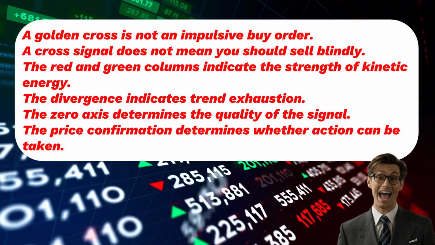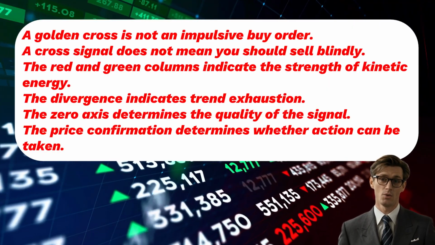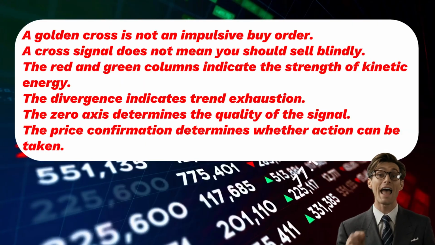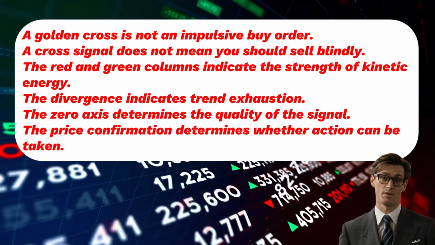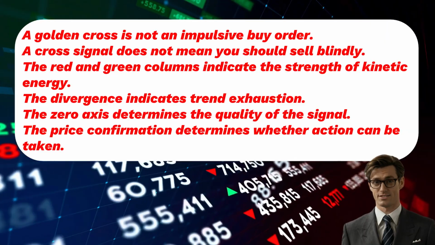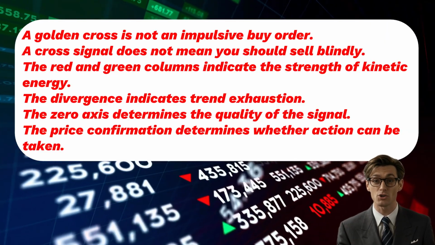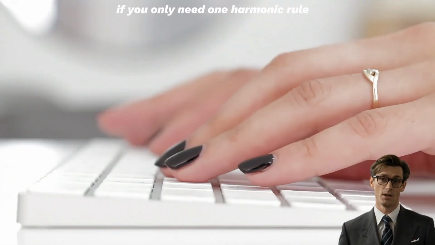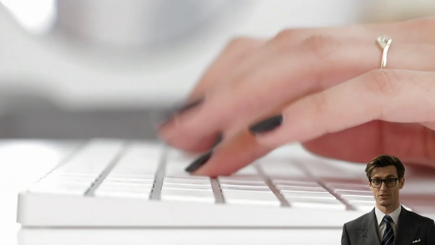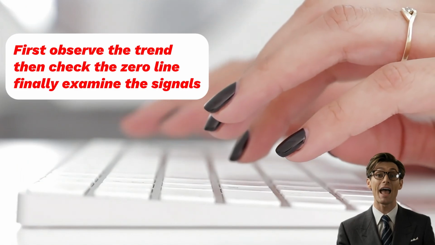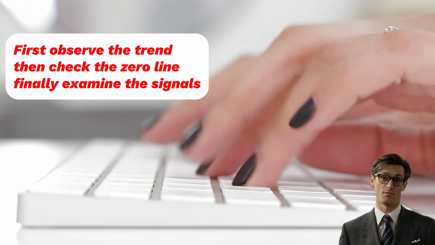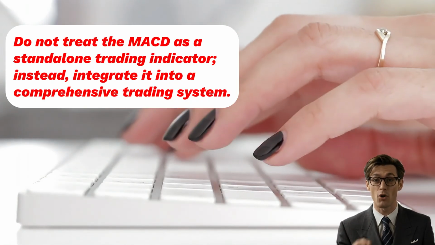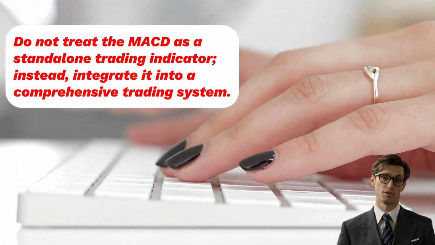A golden cross is not an impulsive buy order. A death cross signal does not mean you should sell blindly. The red and green columns indicate the strength of momentum. The divergence indicates trend exhaustion. The zero axis determines the quality of the signal. The price confirmation determines whether action can be taken. If you only need one mnemonic rule, it's first observe the trend, then check the zero line, and finally examine the signals. Do not treat the MACD as a standalone trading indicator. Instead, integrate it into a comprehensive trading system.